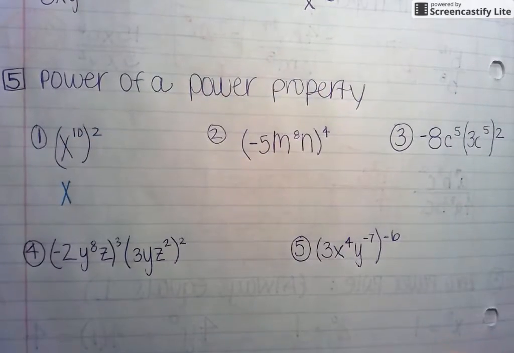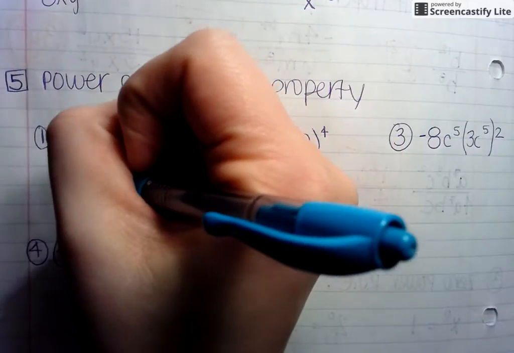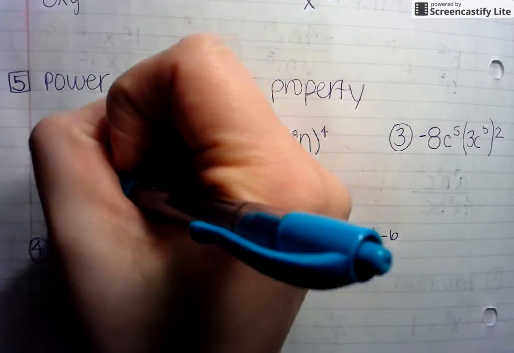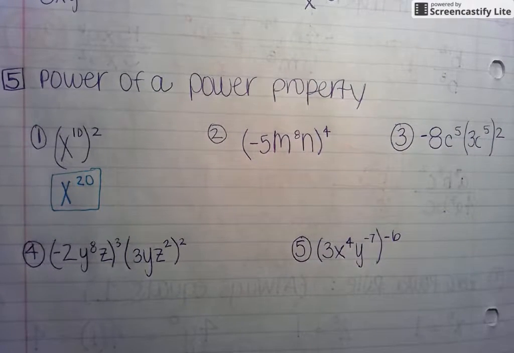so it's going to be x. Then you're going to multiply 10 times 2, so that's going to be to the 20th power, and that would be your final answer because there's nothing else you can do. You have your base, you have your exponent.